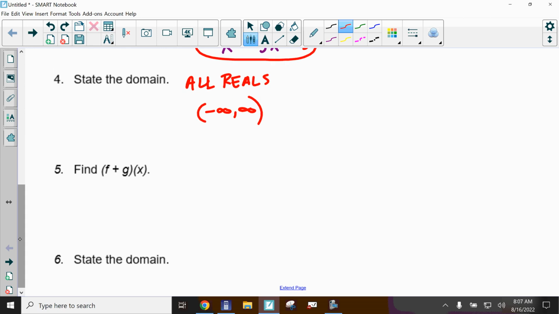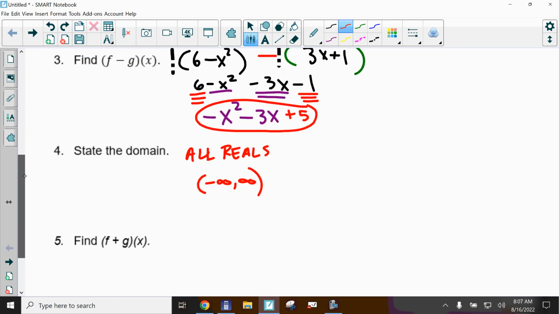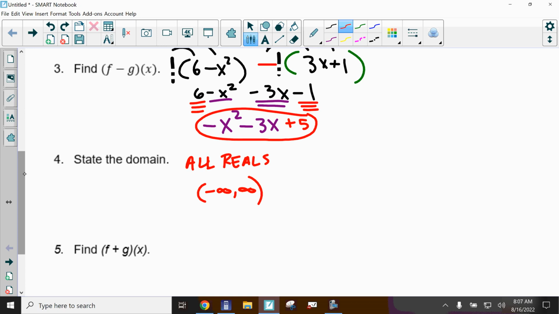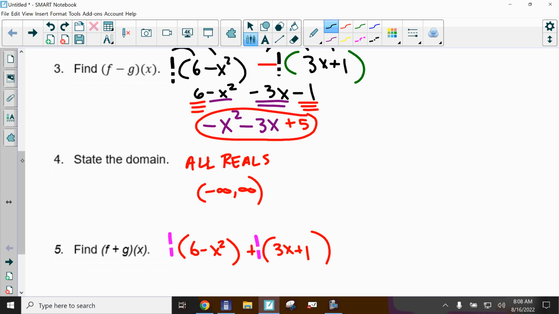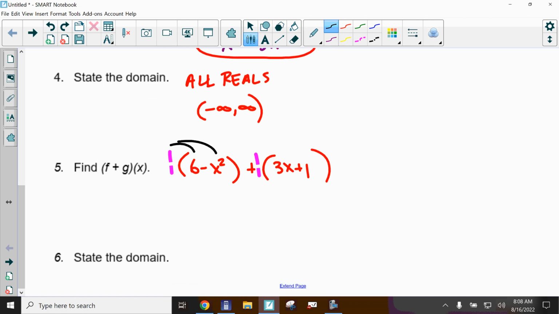The next one says find f plus g of x. So almost like the last problem, we're going to kind of start it the same way, except in the middle, we're going to have a plus sign. So we're going to have 6 minus x squared, and then we're going to have 3x plus 1. Just like I mentioned before, there is an invisible 1 in the front. Now, when you distribute a positive 1 to both of these, nothing really happens. So if I do a positive 1 like this, it is 6 minus x squared. If I do a positive 1 like this, that's going to be plus 3x plus 1. So it's almost like we just took the parentheses off.